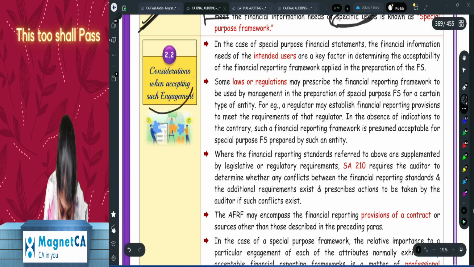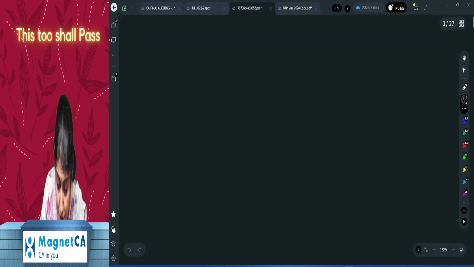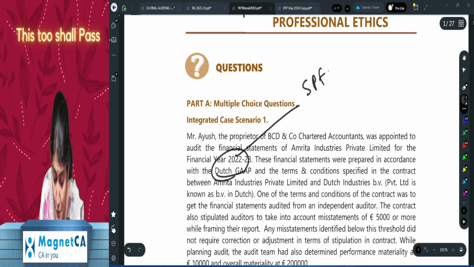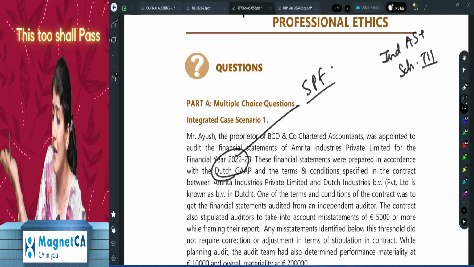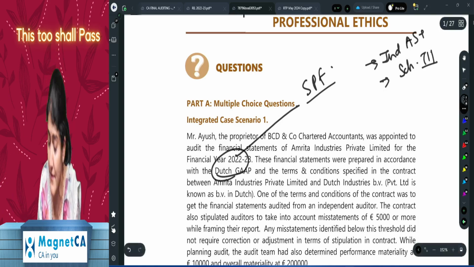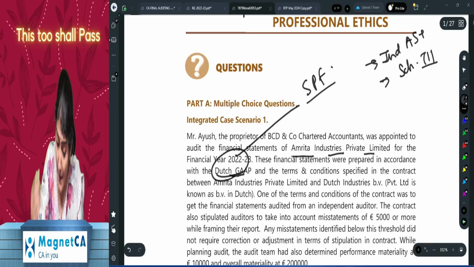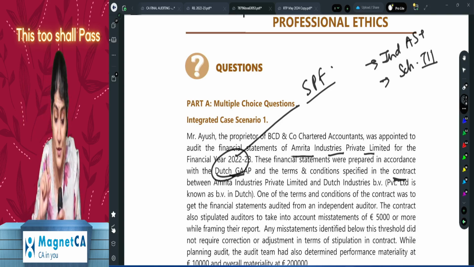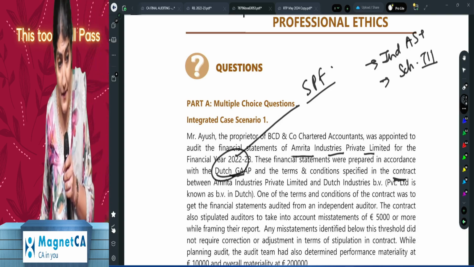Now, considerations while accepting the engagement. If I look at your RTP May 24, it says that the company is preparing the financial statements as per Dutch GAAP. When you see Dutch GAAP, you know it has to be a special purpose framework. If a company prepares financial statements as per Ind AS and Schedule 3, that is very normal and obvious, a general purpose framework, no big deal. But Amrita Industries, an Indian company, prepared its financial statements as per Dutch GAAP and the terms and conditions specified in the contract. I told you, an example of a special purpose framework is financial statements prepared as per the provisions of a contract. So obviously it is a special purpose framework.